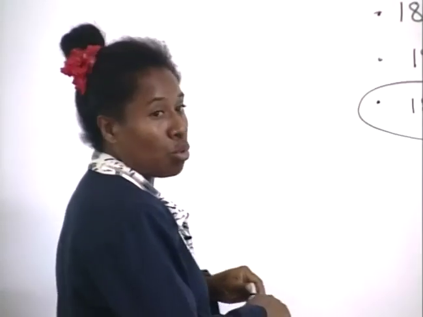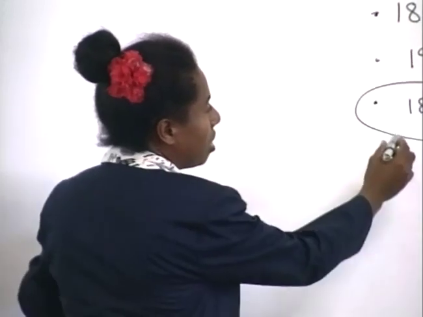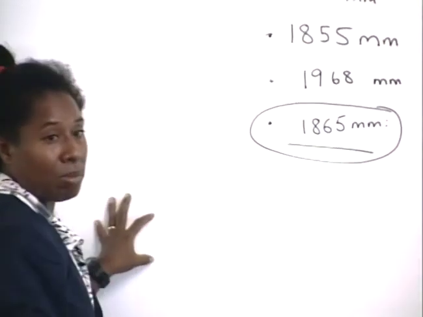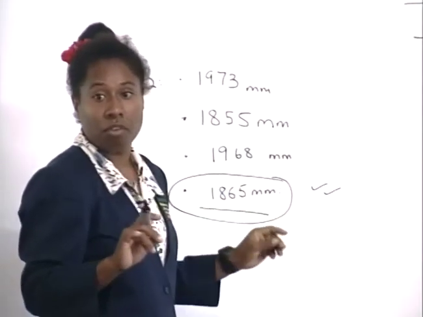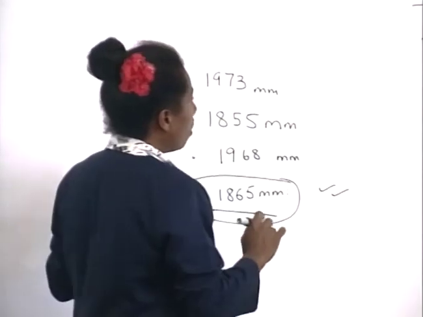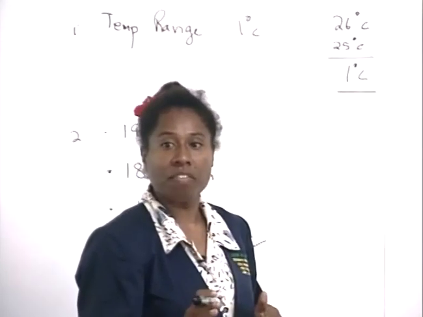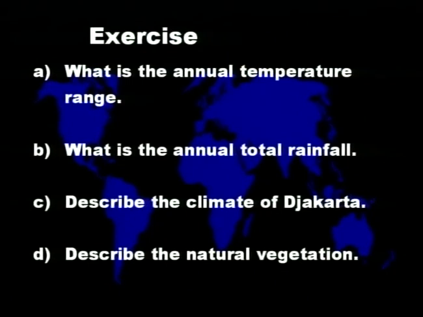Okay, so for question number 2, we gave a couple of answers, but we will stick with 1,865 millimeters because that is close to the measurements taken from the Climatograph on page 4. Finally, question number 3. Describe the climate of Jakarta. We have already discussed this in class together. You're supposed to now put it in writing. Anita, what have you got written down? Can you read the description of the climate of Jakarta?